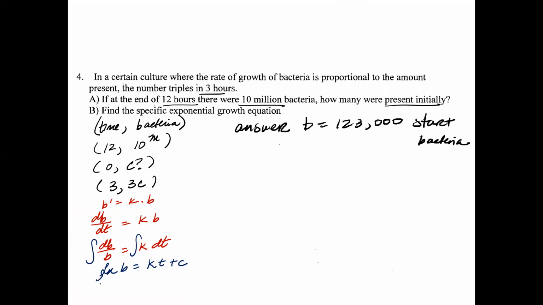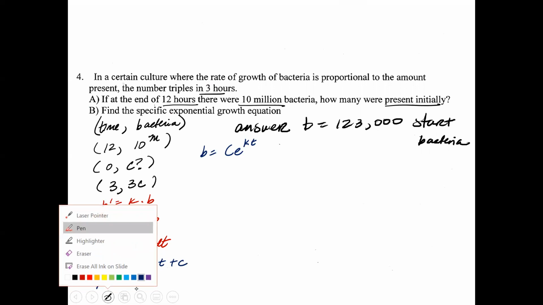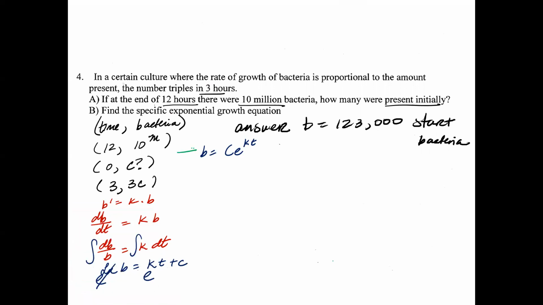Now let's do the E on both sides. So when I do that, ln E cancels. Number of bacteria is equal to CE to the KT. So now this is the initial equation I start off with. Let's go ahead and see what we have if I use my first point.